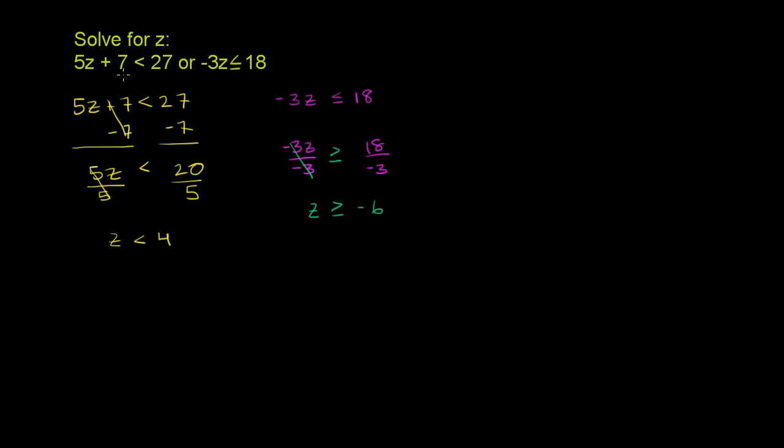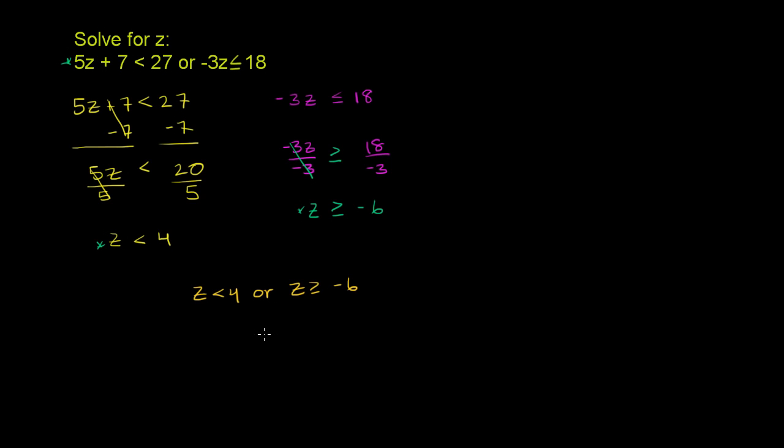And remember, it's this constraint or this constraint. And this constraint right over here boils down to this. And this one boils down to this. So our solution set: z is less than 4, or z is greater than or equal to negative 6. So let me make this clear. Let me rewrite it. So z could be less than 4, or z is greater than or equal to negative 6. It can satisfy either one of these.